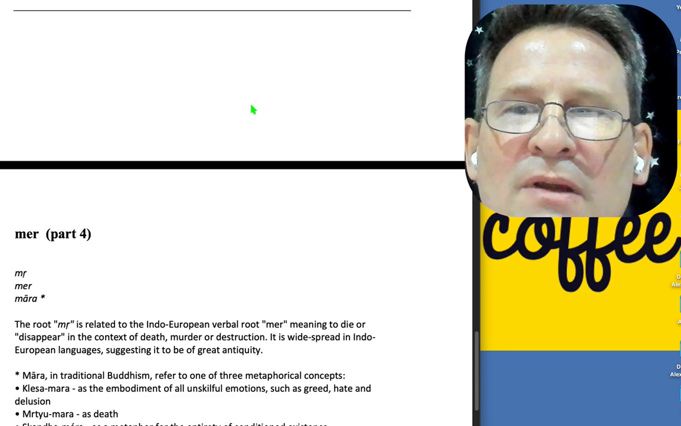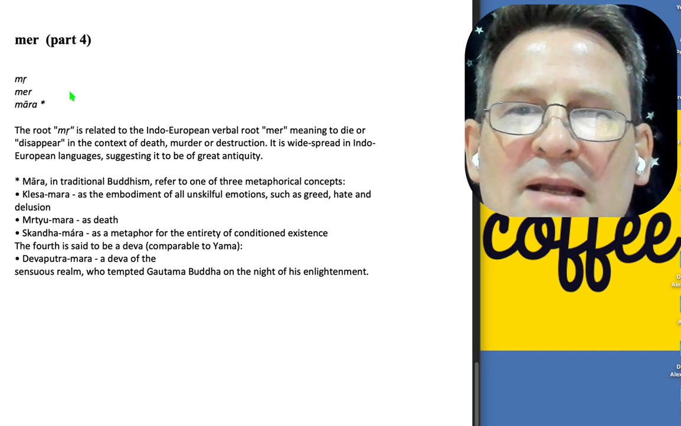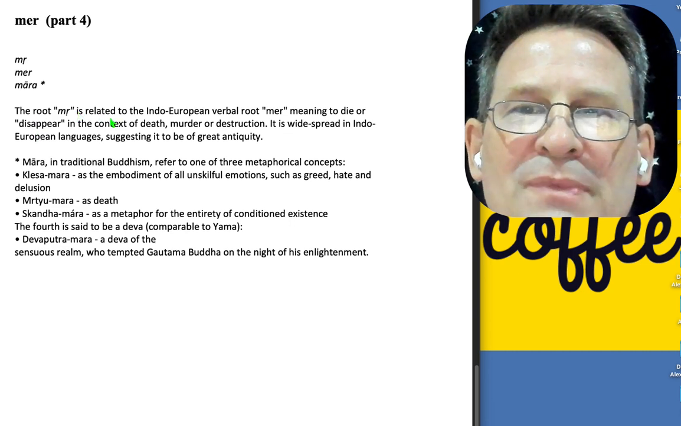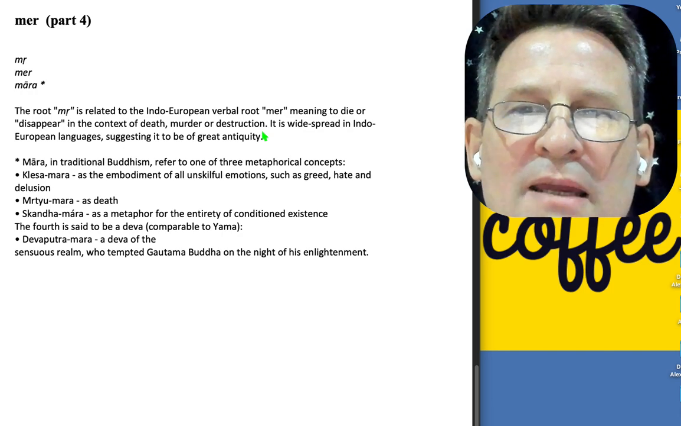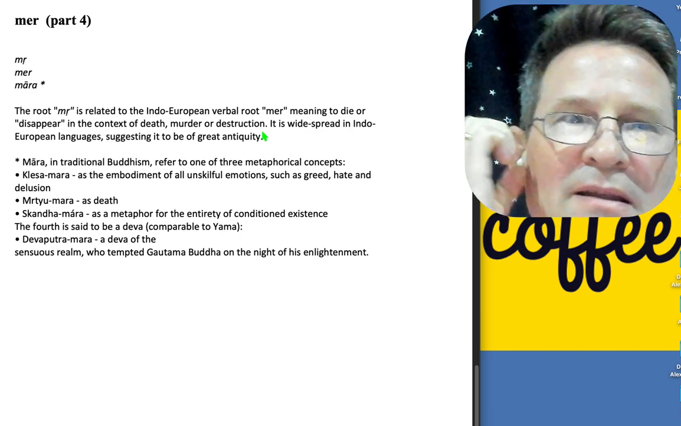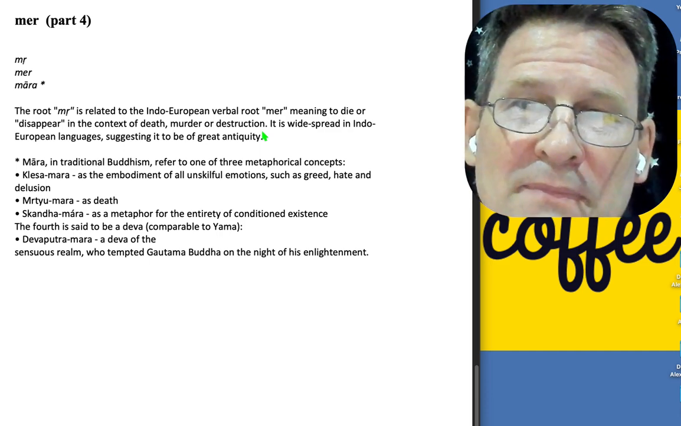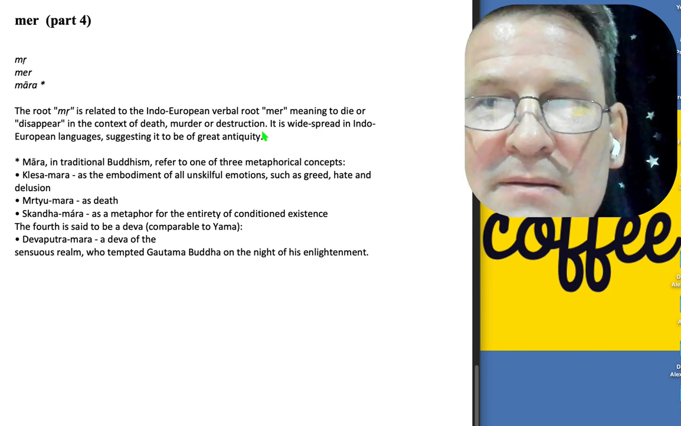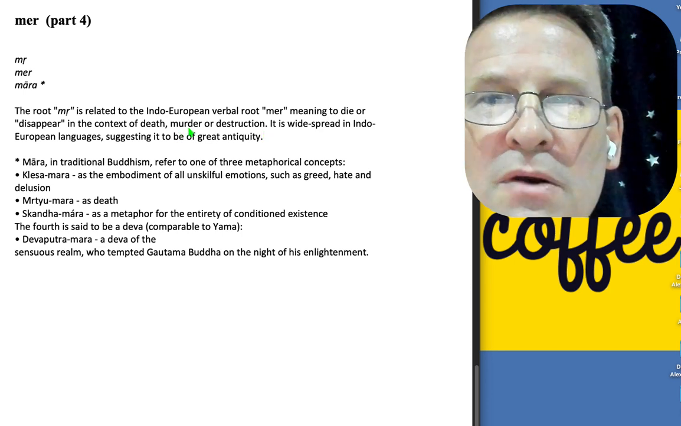And then we get to the final part. You're still with me. Mer. As I said, Mer and Mara are all roots of Indo-European verbal root, meaning to die or disappear into the depths of the dark black Brahman. Nothingness before birth. We've got also the word murder.